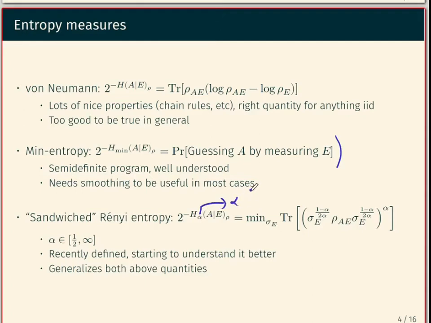So we have a parameter alpha that's between 1/2 and infinity, and at alpha equals 1 we get the von Neumann entropy. At alpha equals infinity we get the min entropy, and if alpha is between those two, we get some sort of interpolation between these two cases. So it's been recently defined. We're starting to understand it better, and we'll see how it's actually very useful to analyze privacy amplification and decoupling.